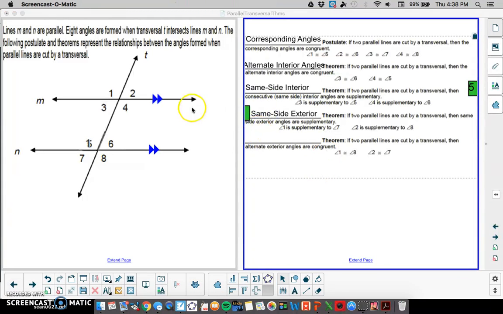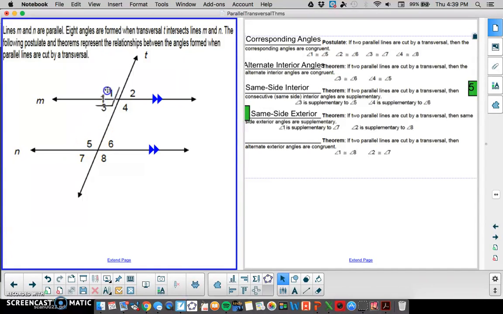So looking at the picture here, angles 2 and 8 are on the same side of that transversal T and outside the two lines M and N. So those are same side exterior angles. Notice that 2 would be congruent to 6. So I could pick 2 up and put it in 6's place. But then 6 and 8 are supplementary to one another. So 2 and 8 must be supplementary. Works the same way here.